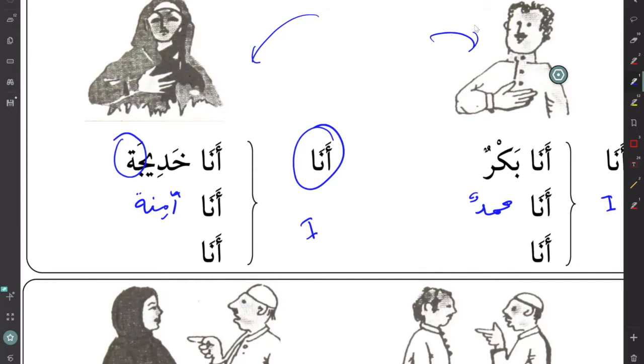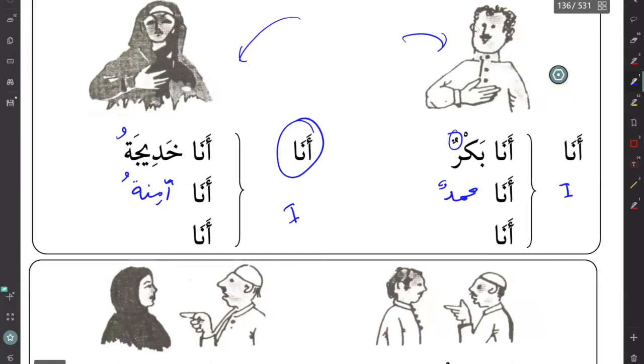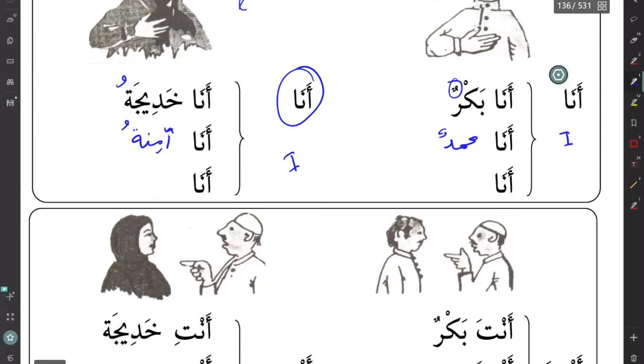I just wanted to point it out, because you might be wondering why we have Bakrun here and they left this one plain. Here you cannot say Khadijatun, that would be wrong. The feminine names cannot take tanween. There's a special case, inshallah, that we'll be learning about later. So you have to say ana Khadijatu, ana Aminatu. You cannot say ana Aminatun. Just keep that in mind. Inshallah, it's a little bit of a complicated topic, and we'll talk about it as time comes.